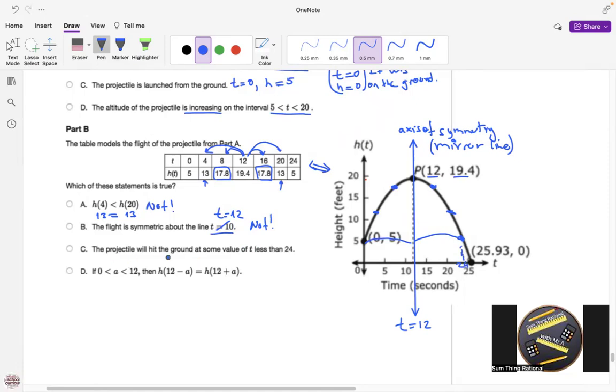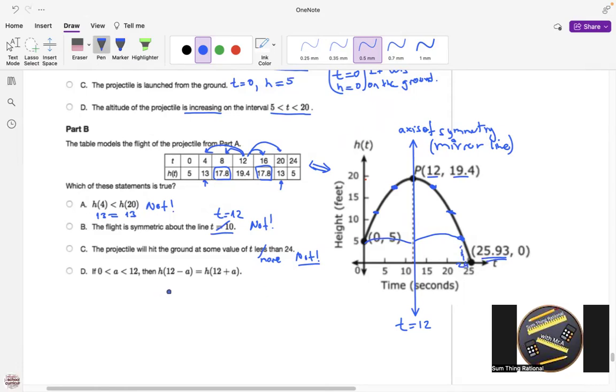C option. The projectile will hit the ground at some value of T less than 20 seconds. As you see here, not less than 20 seconds. The projectile hits the ground after 25.923 seconds. Maybe if they said more than 24 seconds, just maybe after 1 or 2 seconds more than 24, it could be correct. But in this case, not less than 24 seconds.